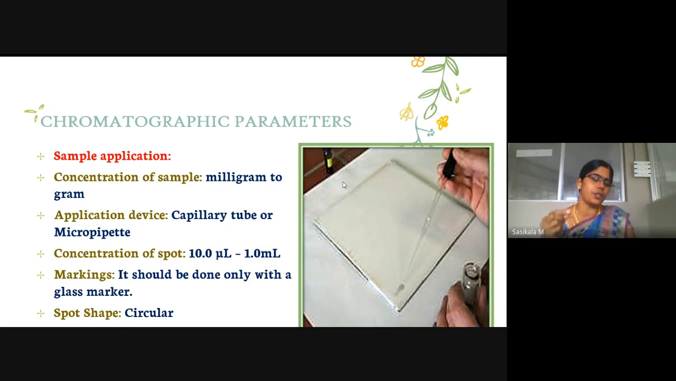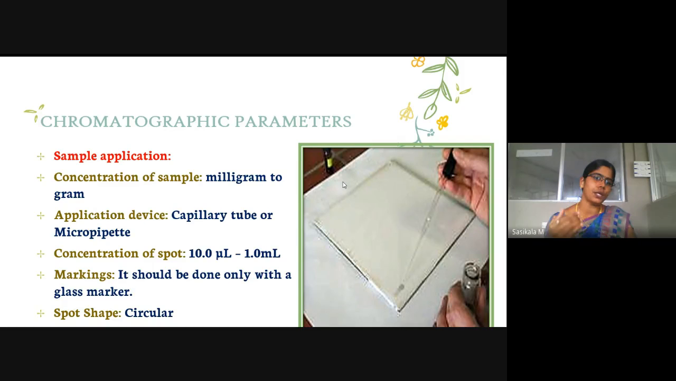Concentration of spot: if you are using a micropipette, it may range from 10 microliter to 1 ml. For a single spot, we can apply up to 1 ml, and a minimum of 10 microliter can be applied. Markings you can make with a glass marker on the back side of the glass plate. The spot shape will be circular, so when you keep a drop of sample, it will spread in a circular format and you will get a circular shaped spot.